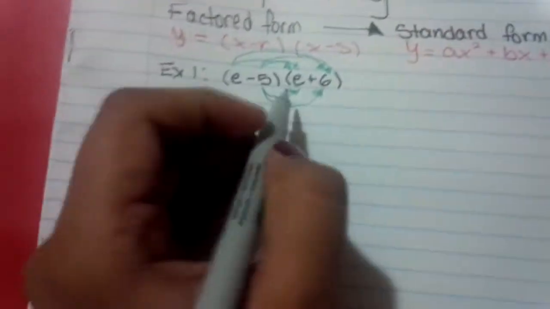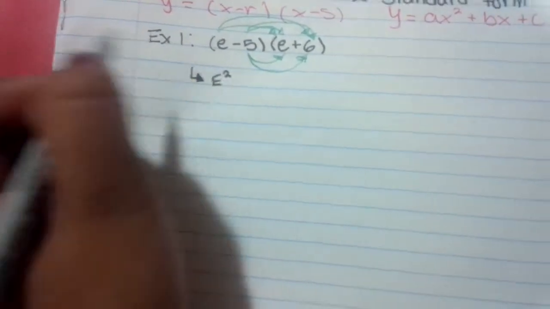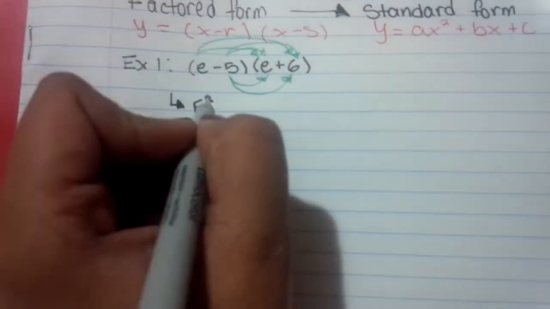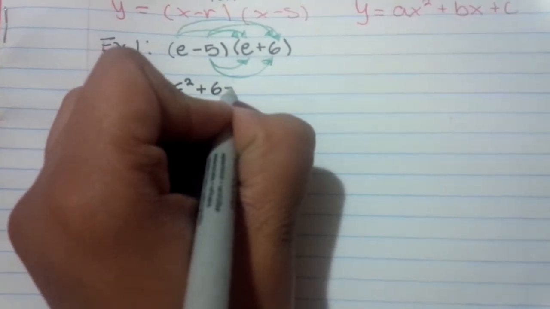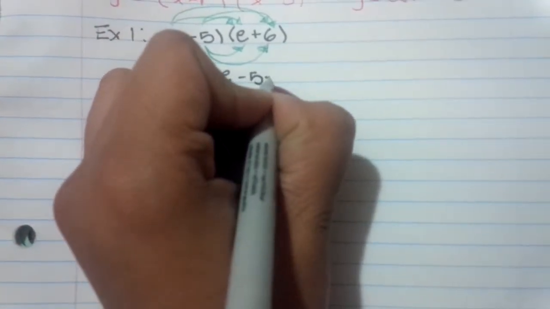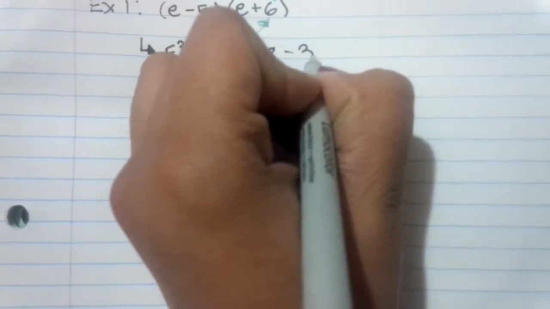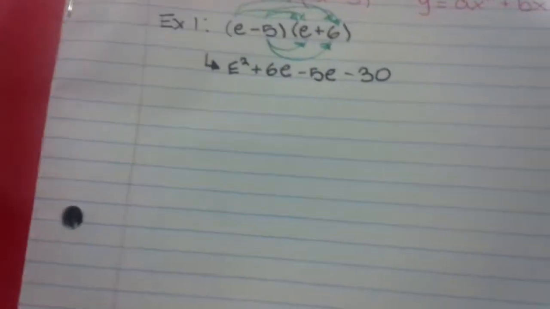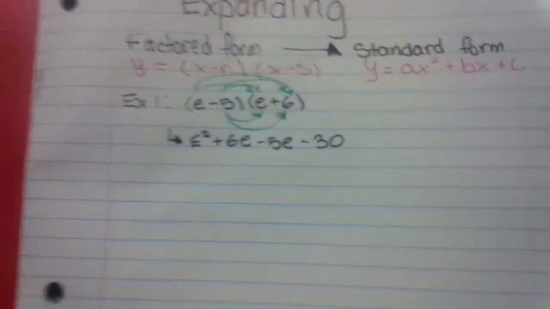Okay, so e multiplied by e gives us e squared. E multiplied by 6 gives us 6e, so plus 6e. Negative 5 multiplied by e gives us negative 5e. And negative 5 multiplied by 6 gives us negative 30. So now we're going to have to simplify it, because you see standard form is only 3 terms, but this is 4 terms. How do you do that?